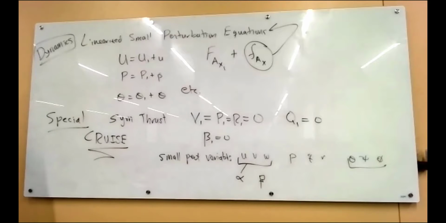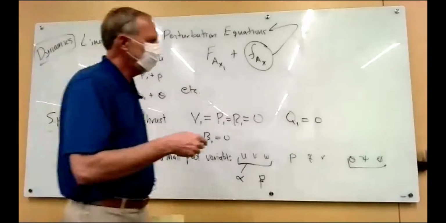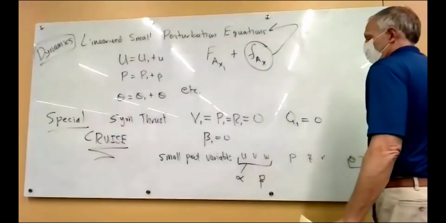So I'm going to draw a picture, and it'll be obvious. It's just the trig on the geometry of the velocity vectors. But we want to get everything solid in our mind.